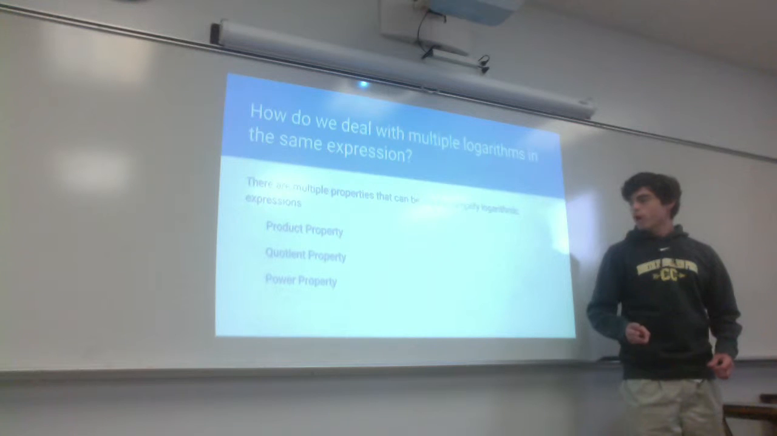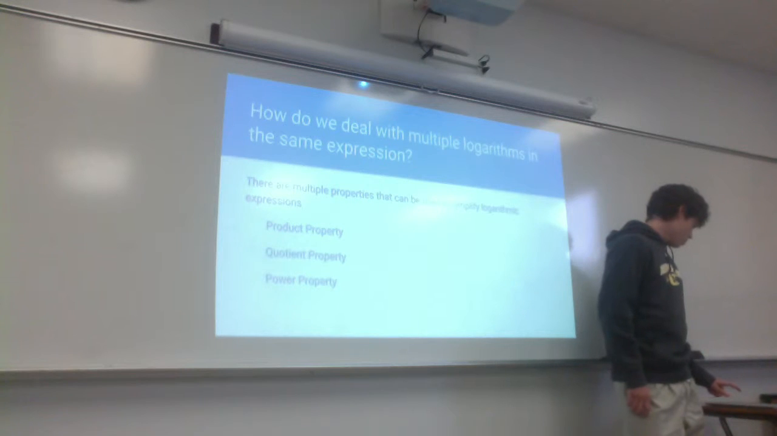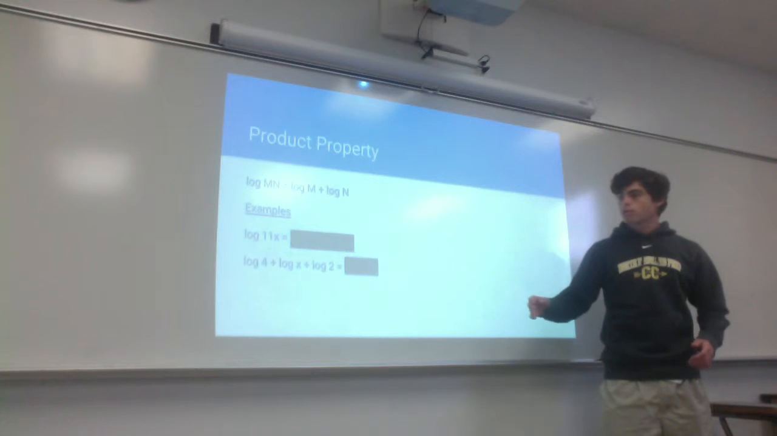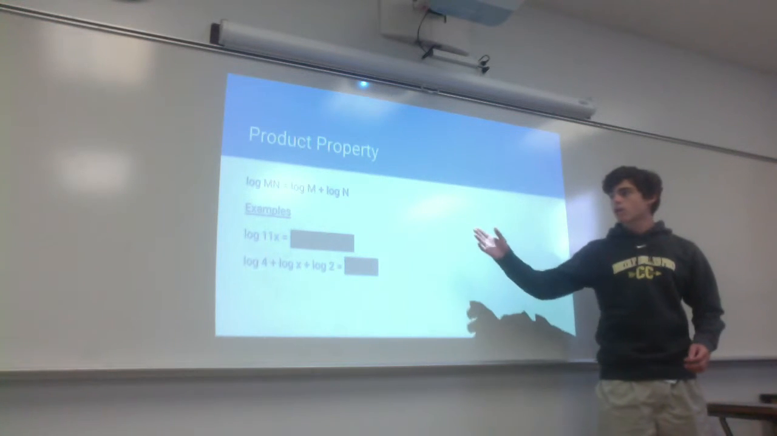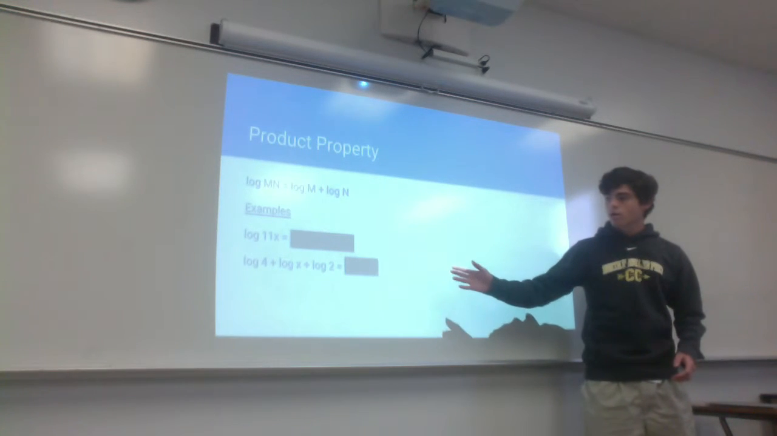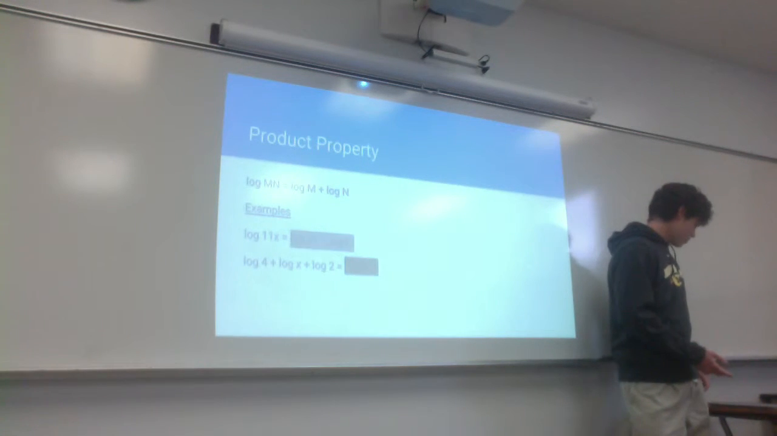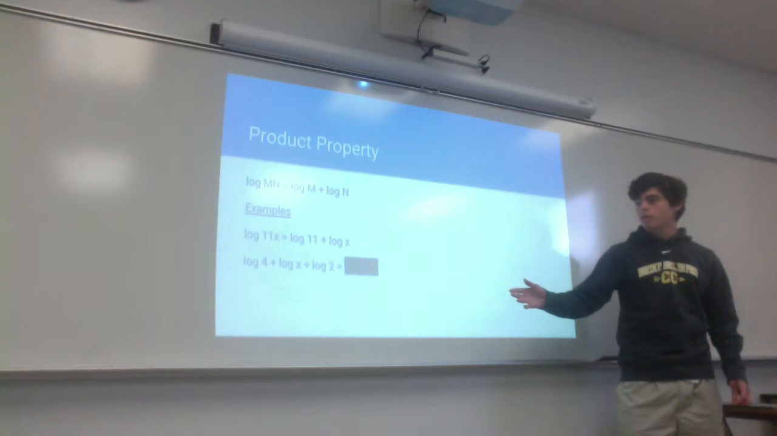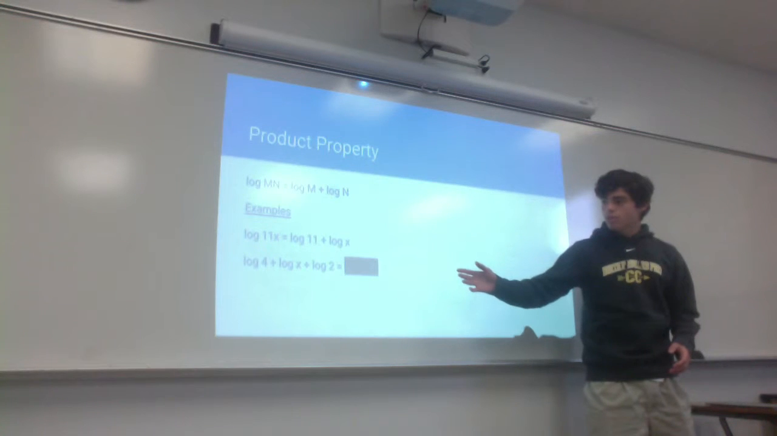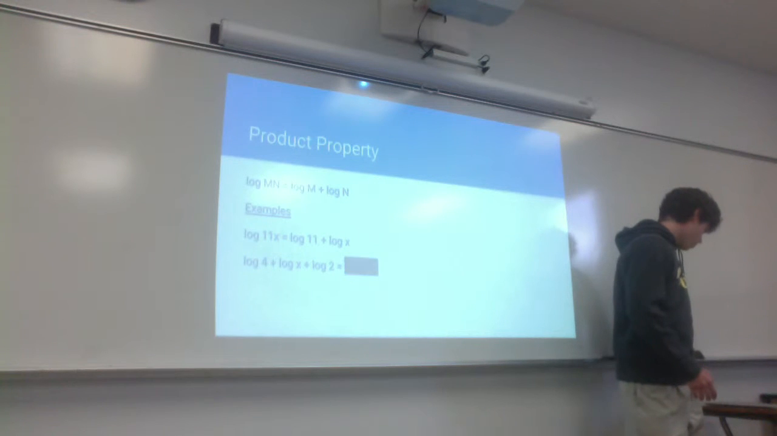There are three different properties that can simplify expressions: the product property, the quotient property, and the power property. The product property states that the log of two factors is the same as the log of the first factor plus the log of the second factor. So for example, log of 11x is log of 11 times x, so it would be equal to the log of 11 plus the log of x. And you can do the same thing in the reverse. Log of 4 plus log of x plus log of 2: all you have to do is multiply those all together, and you get log of 8x.